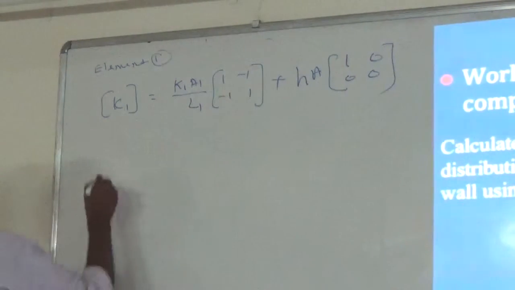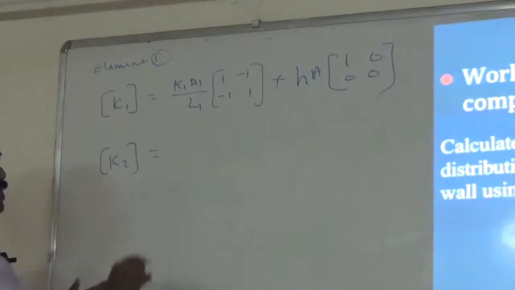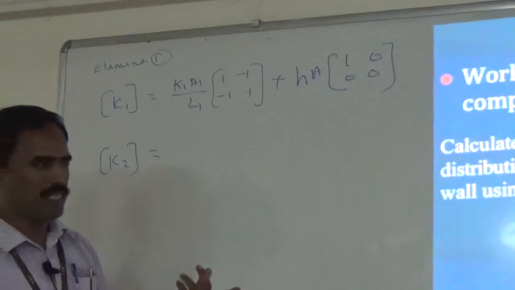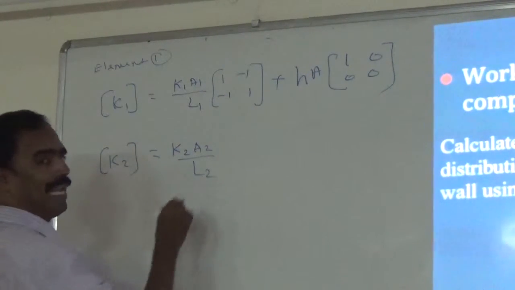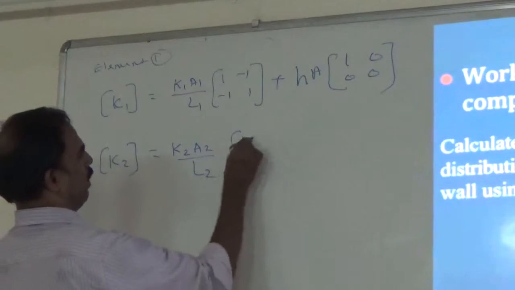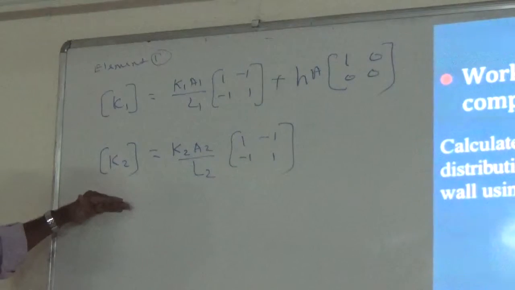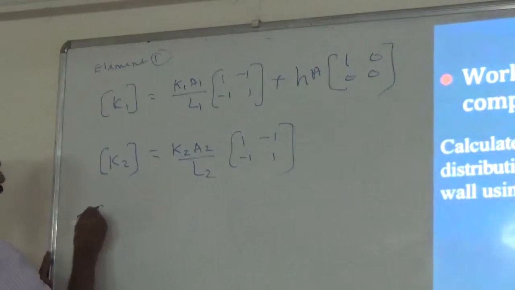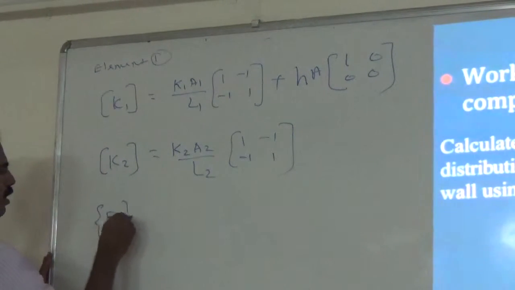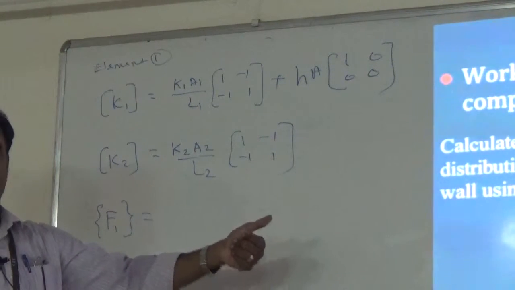What is K2? Element number 2: for K2 we have only the conduction term. There is no convection term. K2 A2 over L2 times [1, minus 1; minus 1, 1]. Calculate K1 and K2 and assemble these two. Next, the load vector. For load vector of element number 1, we have only end convection at node 1.